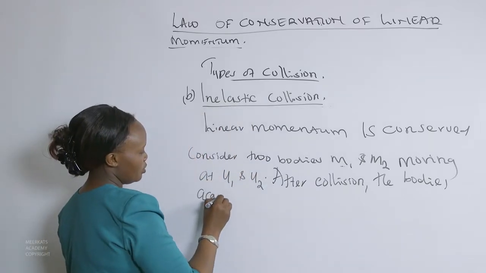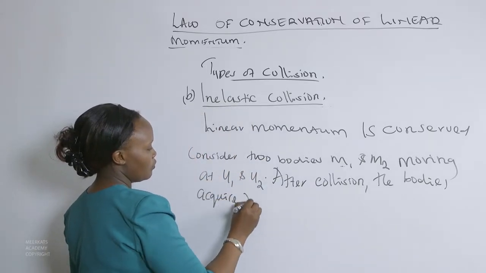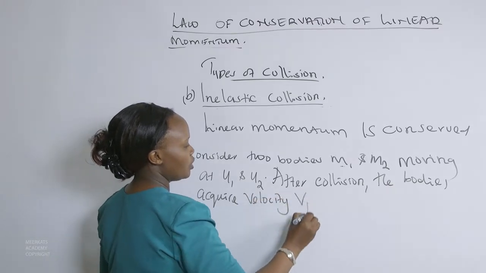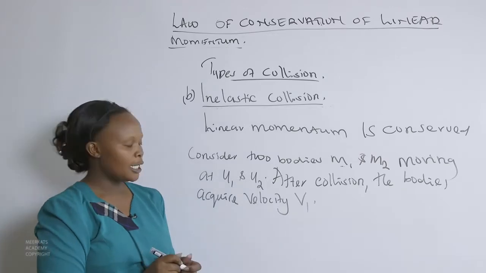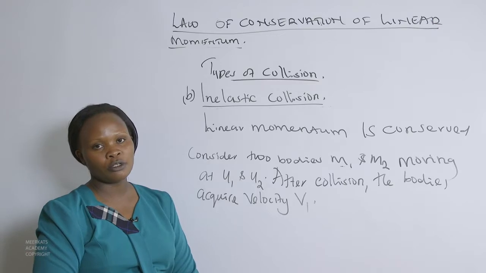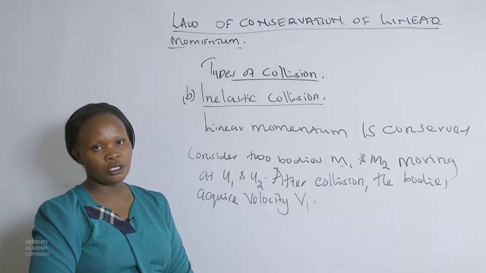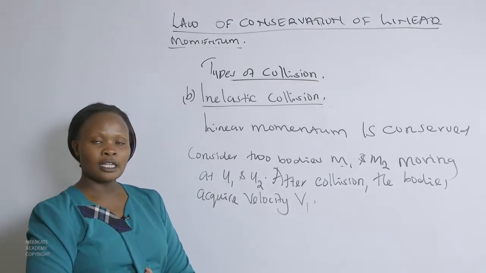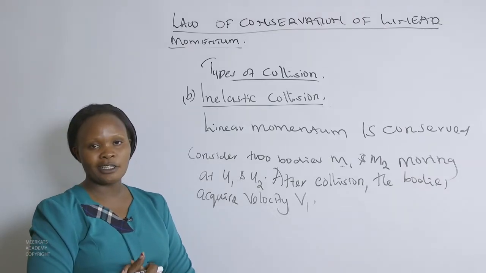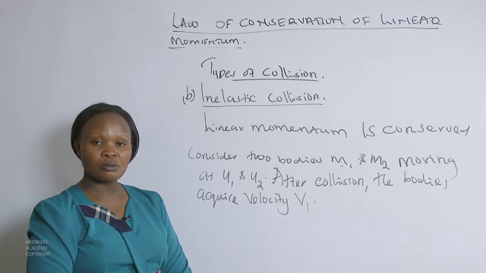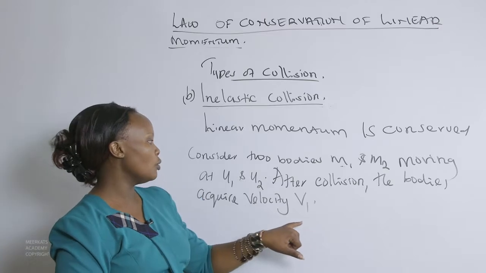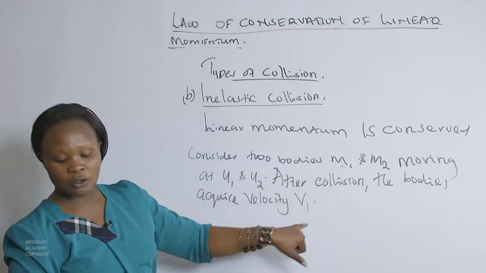After collision, they acquire velocity v1. Remember we said they are merging to form a unit and they end up with a common velocity. It is very important to understand that now, after the collision, we are having a unit body whose mass is the sum total of the two, and the velocity is common.